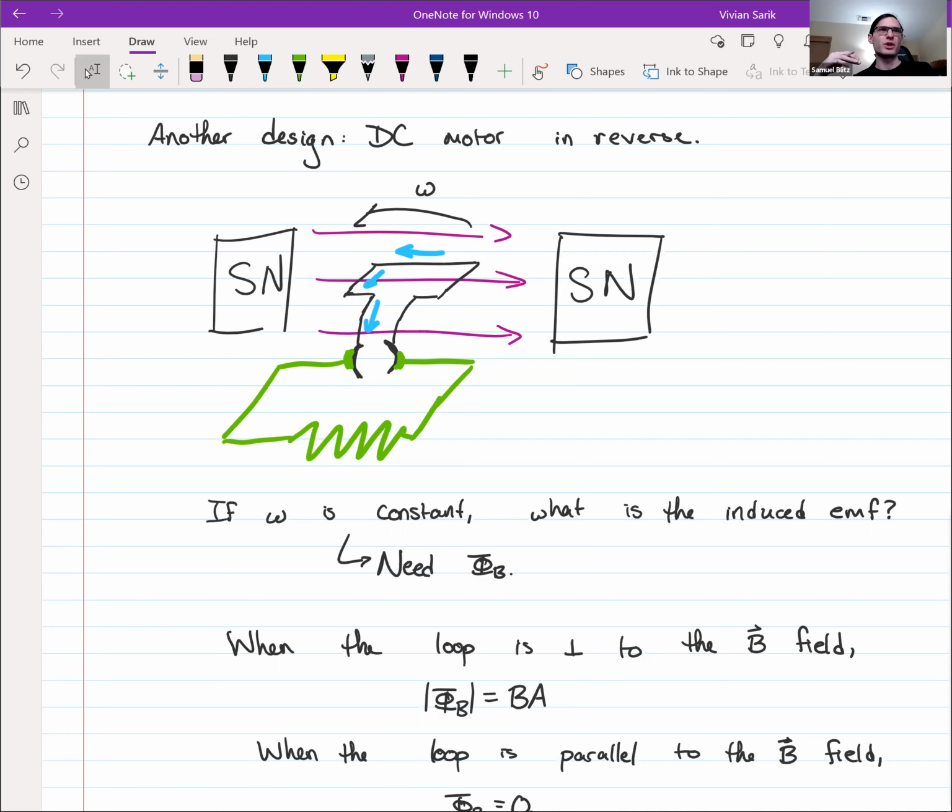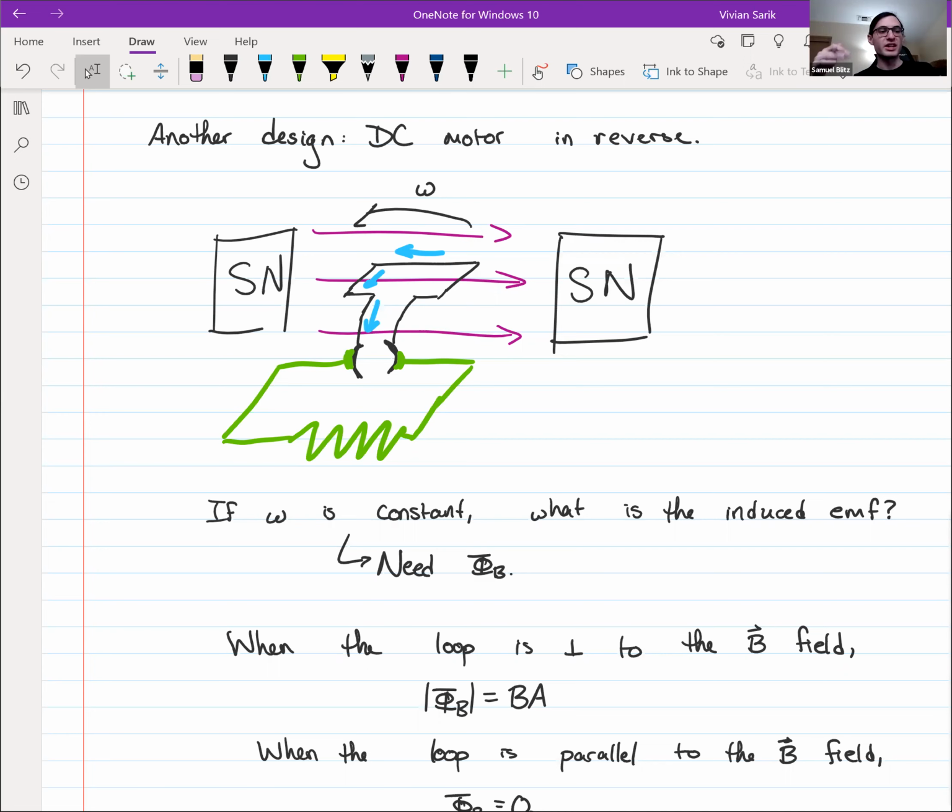Back EMF is the current that opposes the incoming current, because that incoming current affects the flux through the circuit. Right. So that's just a little bit of an aside.